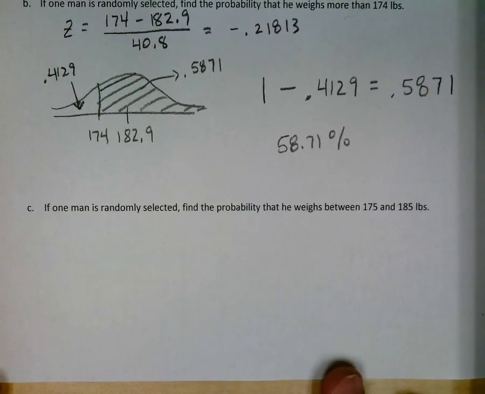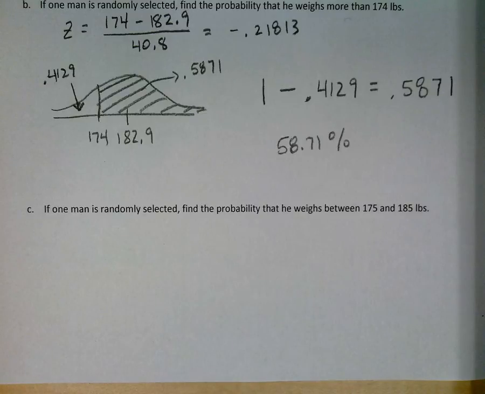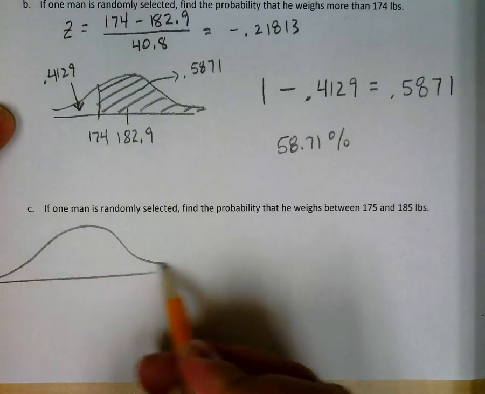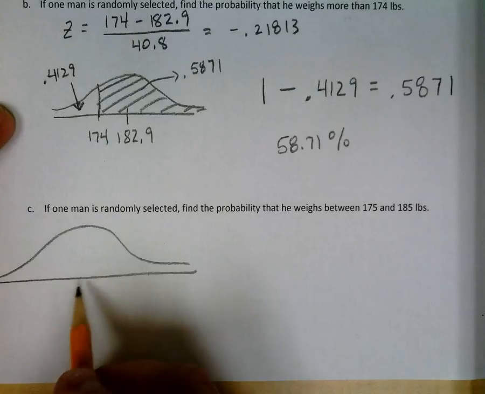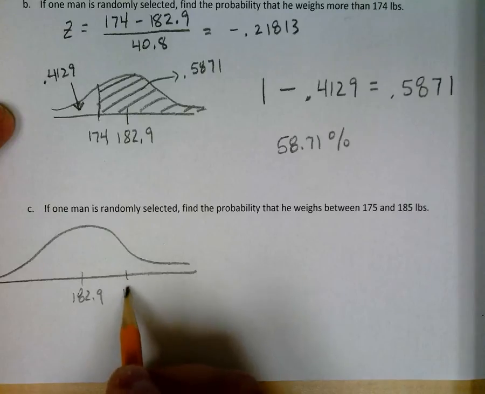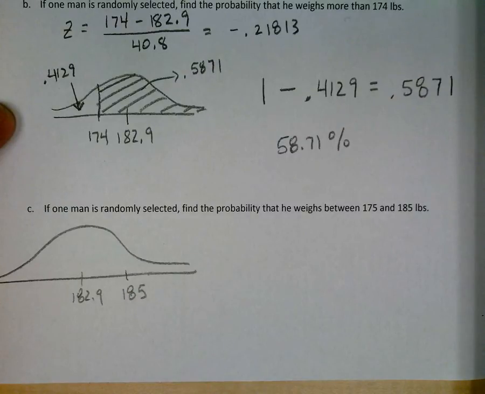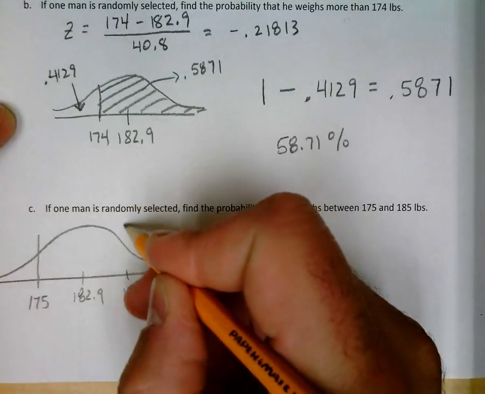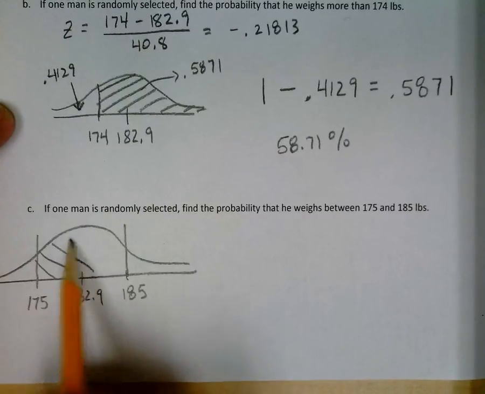Finally, C asks, if one man is randomly selected, find the probability that he weighs between 175 pounds and 185 pounds. So let's examine this graphically so that we can get a game plan for solving this particular problem. We've got our mean of 182.9 in the middle of our curve, 185, excuse me, and 175. And we essentially want to find between those two. So we want to find this part of the curve.